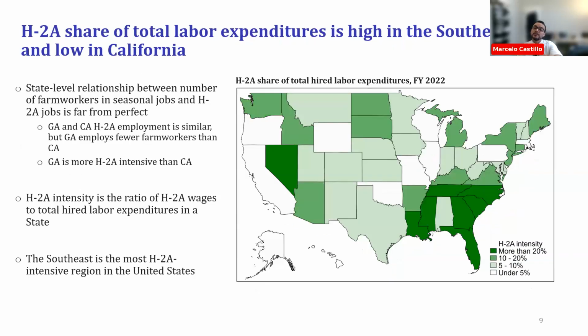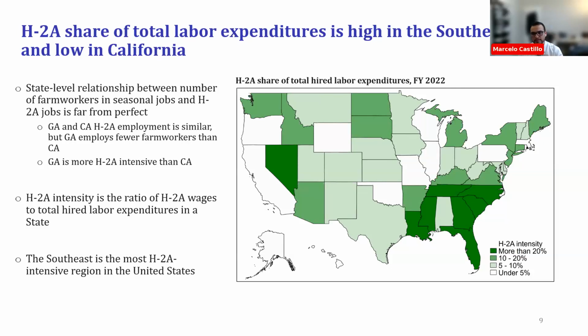Now, the number of H2A jobs in a state does not always line up perfectly with the number of seasonal farm jobs in that state. For example, Georgia and California hire similar numbers of H2A workers, but Georgia's seasonal farm workforce is much smaller. As a result, Georgia is going to use H2A labor much more intensively than California.